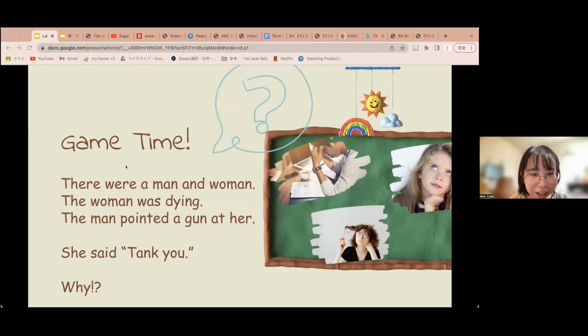I have tried this puzzle in class. And what my students had to do is ask me yes-no questions. And I answer them yes or no, or it doesn't matter. And they gather the missing information and try to figure it out.